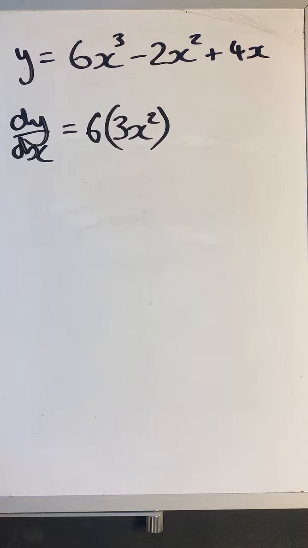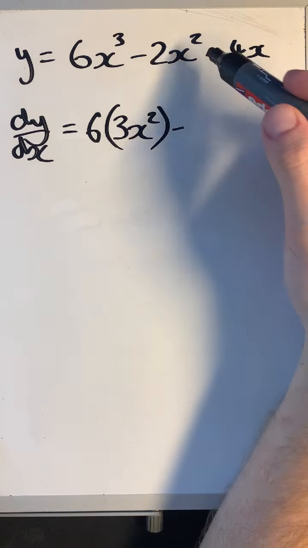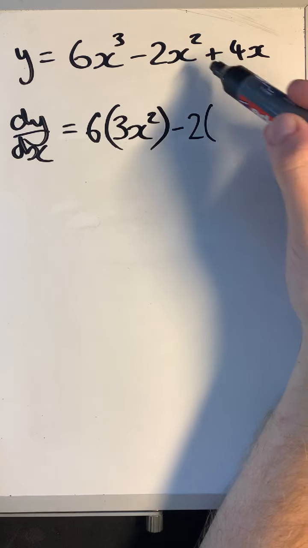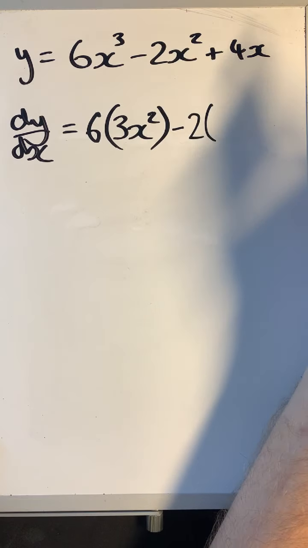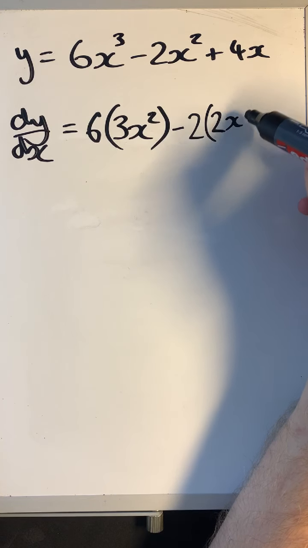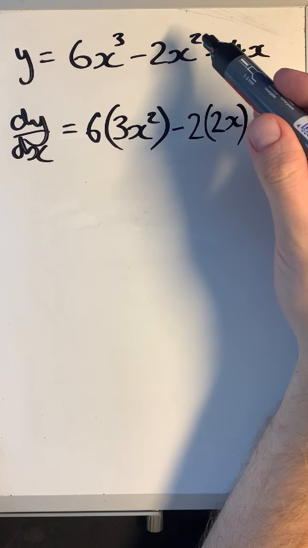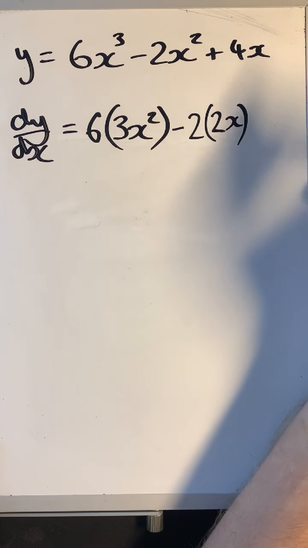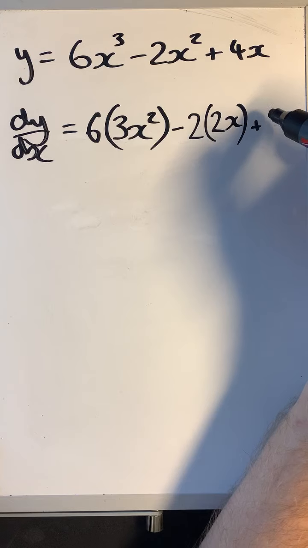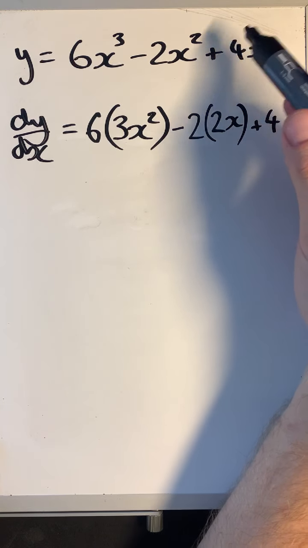Bring the power down in front, take 1 away from the power, minus, because we've got a minus here, 2 multiplied by, now we're differentiating x squared. So bring the power down in front, take 1 away from the power, and we just get x, plus 4.